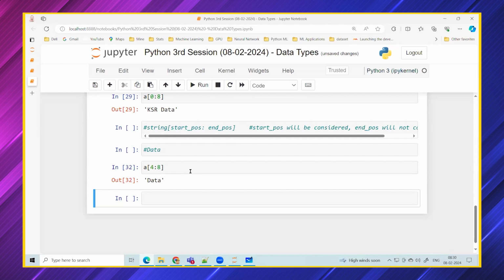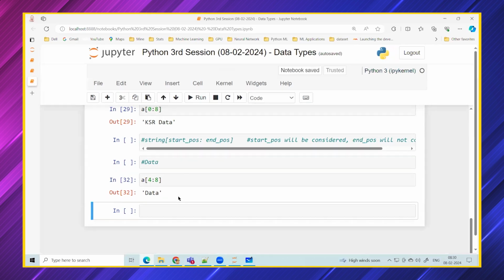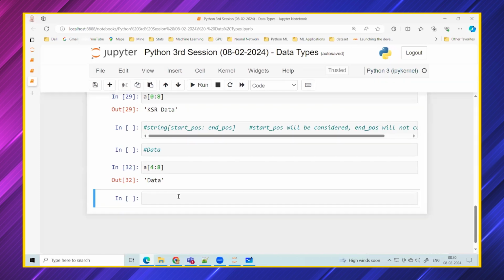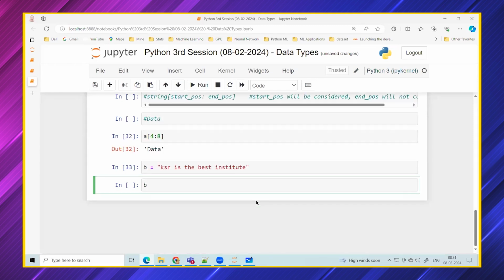Okay. Now, we always want to make life difficult, right? Let's go with another step. Let me give you another example. B equal to, let's see who can answer. I want to access the word the best.